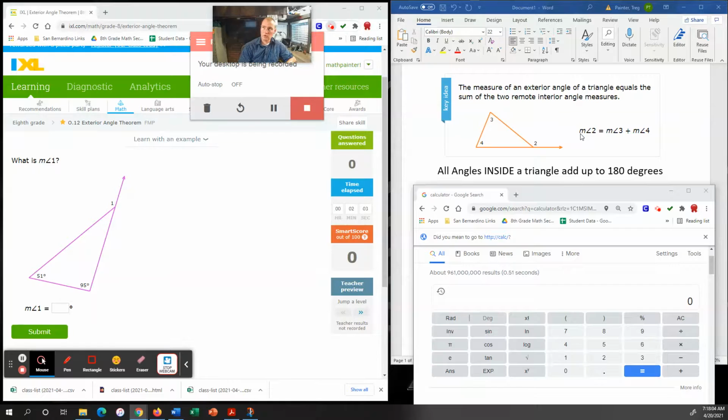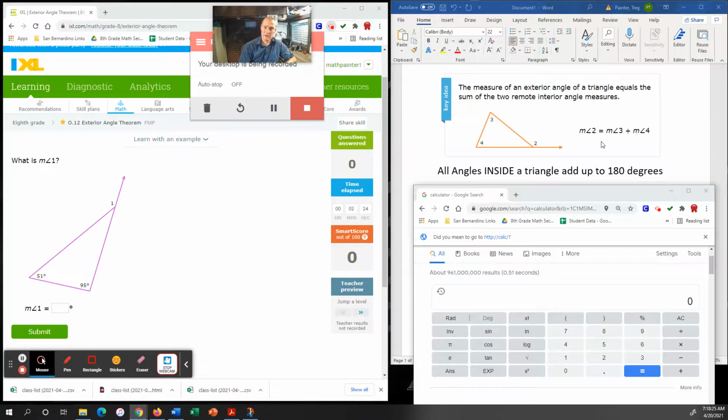Now, you're probably wondering, why do they have the M in there? What does M stand for? What does it mean? Because I don't see an M inside the triangle. Well, the M means the measure of angle 2 equals the measure of angle 3 added to the measure of angle 4. So again, M represents the word measure.